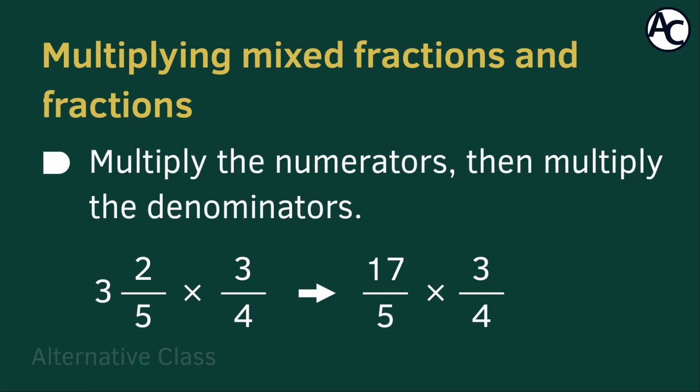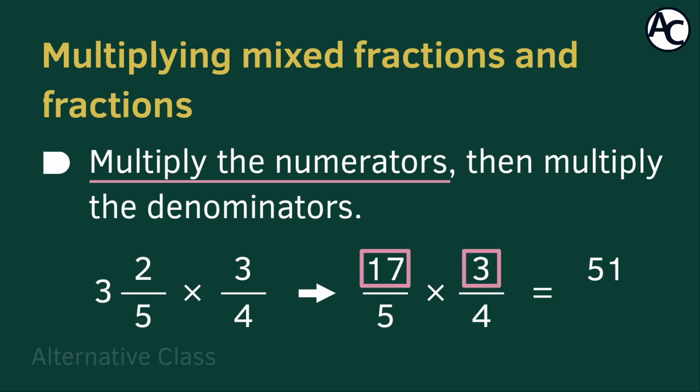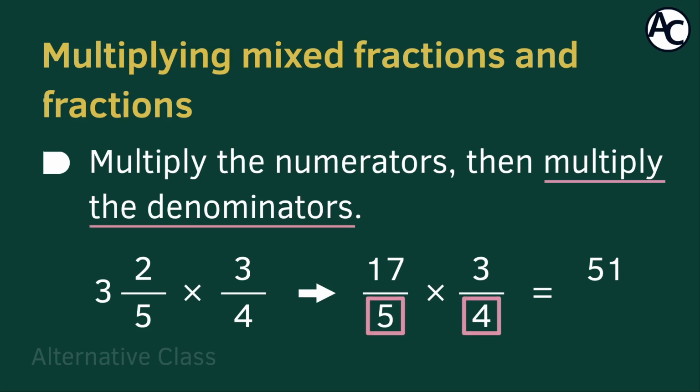Next, multiply the numerators, then multiply the denominators. So multiply the numerators. 17 times 3 is 51. Next, multiply the denominators. 5 times 4 is 20. So the product is 51/28.